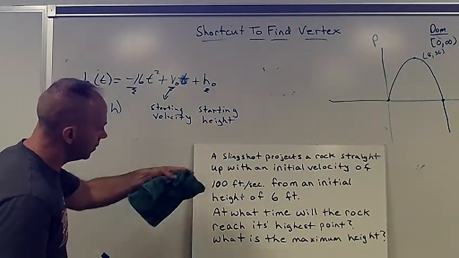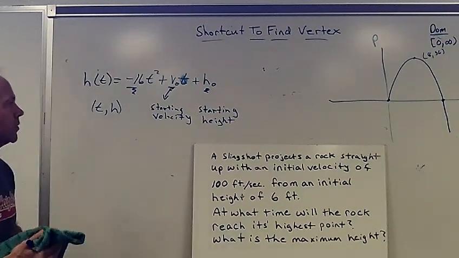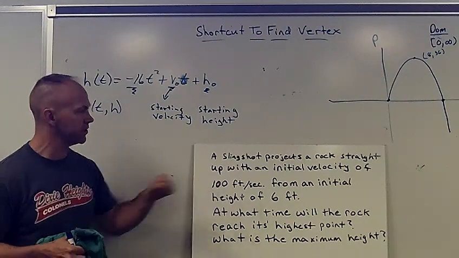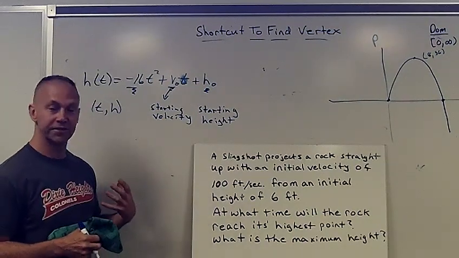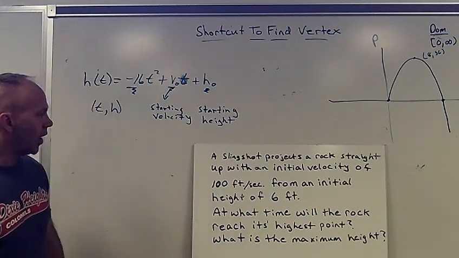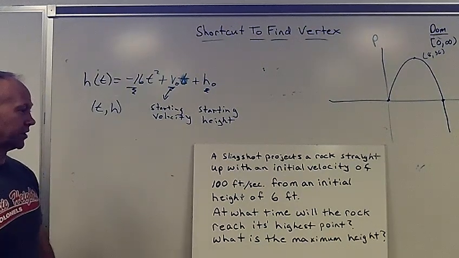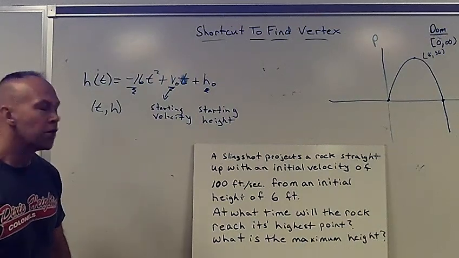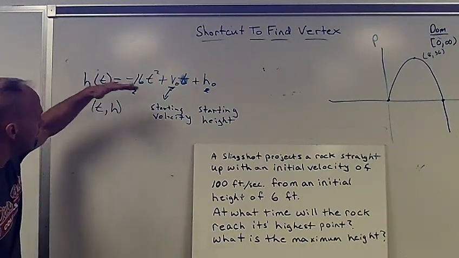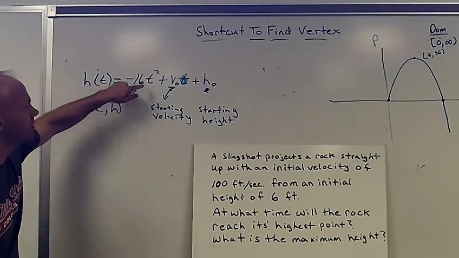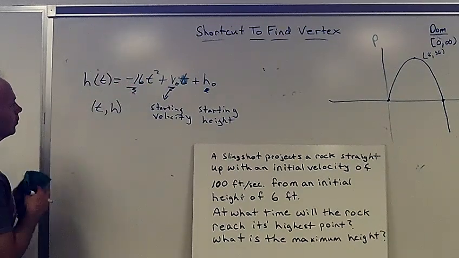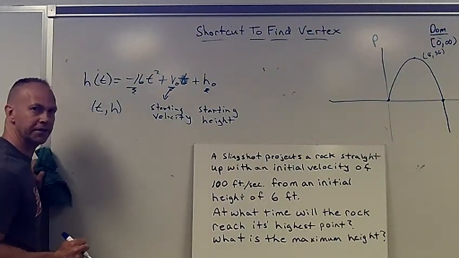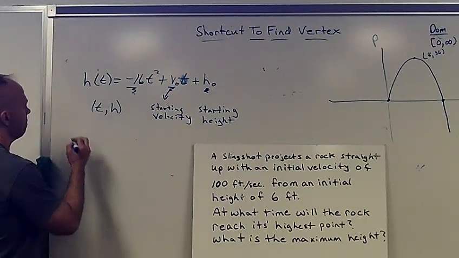So, here's our problem. A slingshot projects a rock straight up with an initial velocity of 100 feet per second from an initial height of 6 feet. At what time will the rock reach its highest point? What is the maximum height? The first thing we want to do is to take our general position function here, our general height function, and write it specific to this problem.